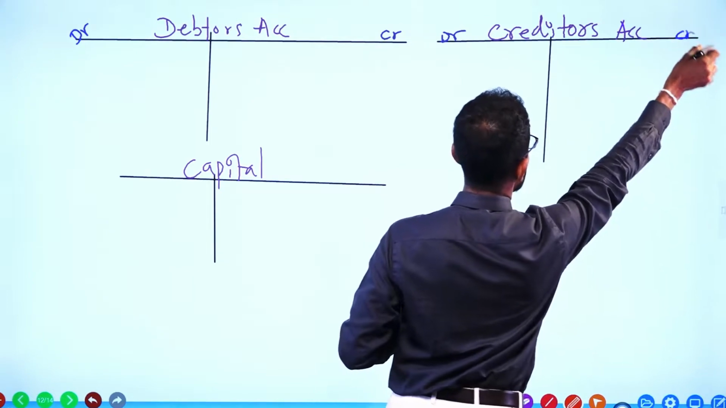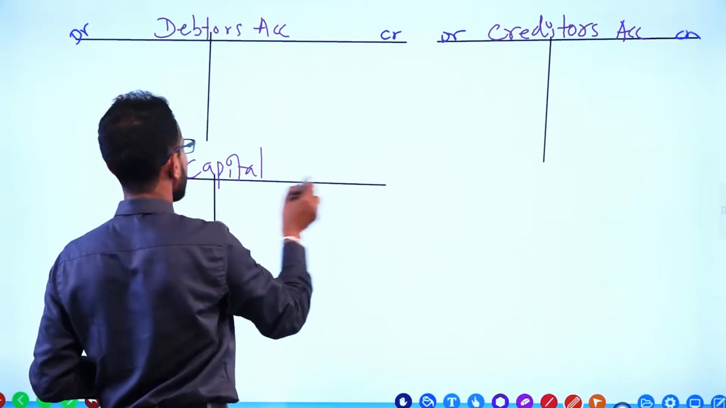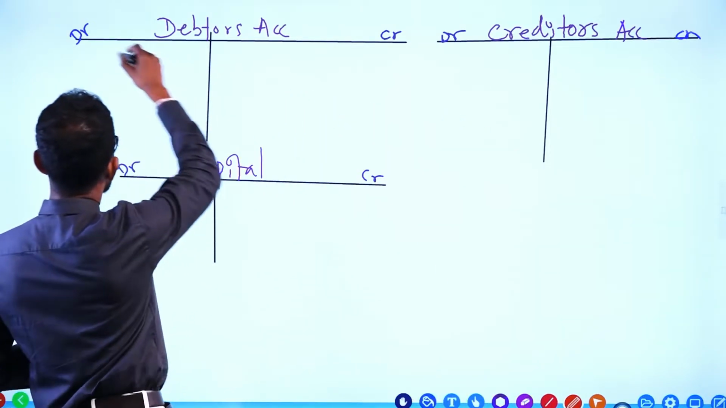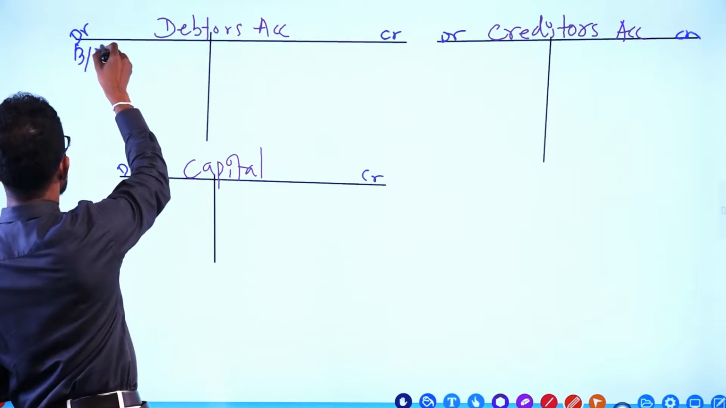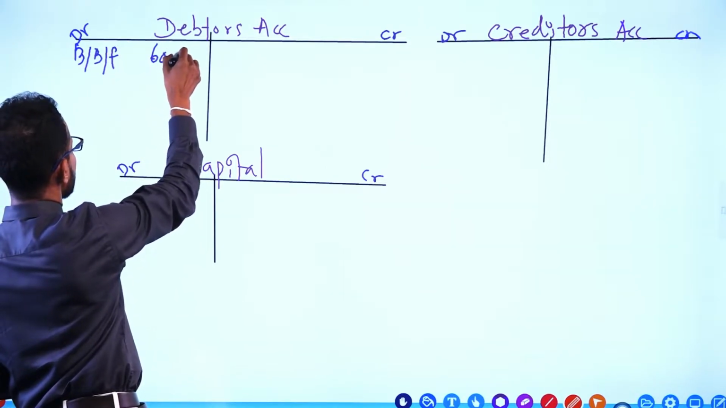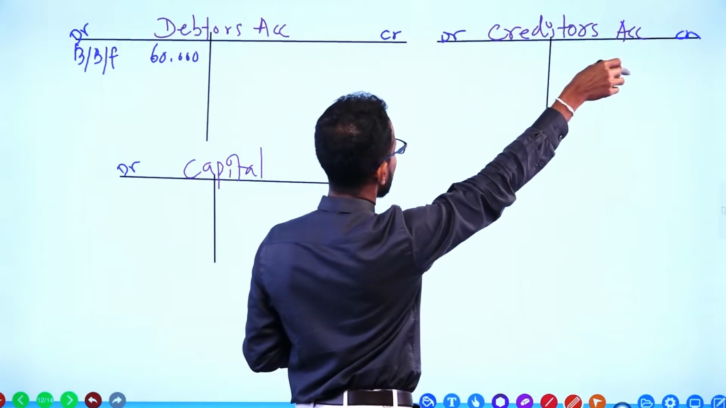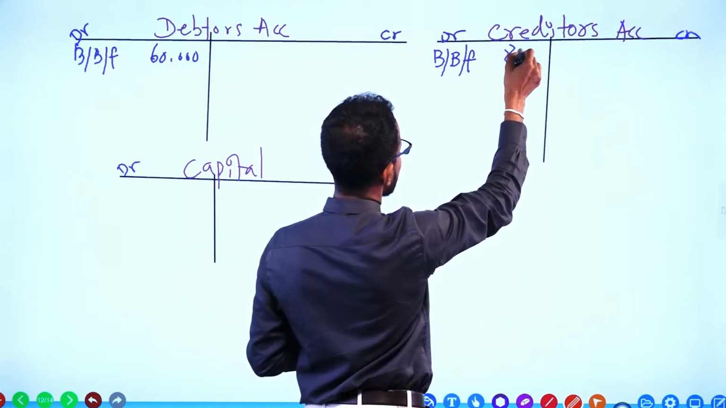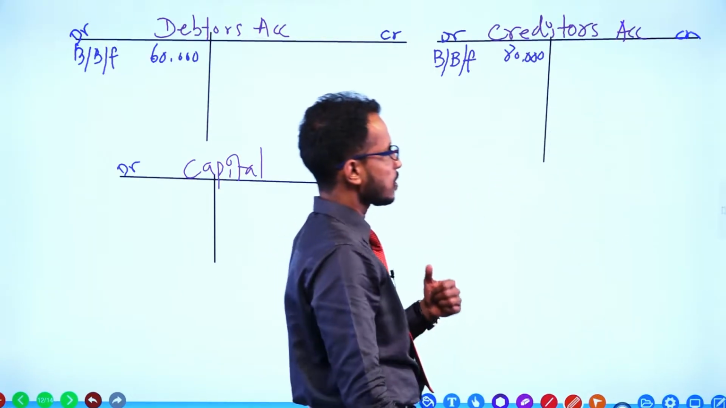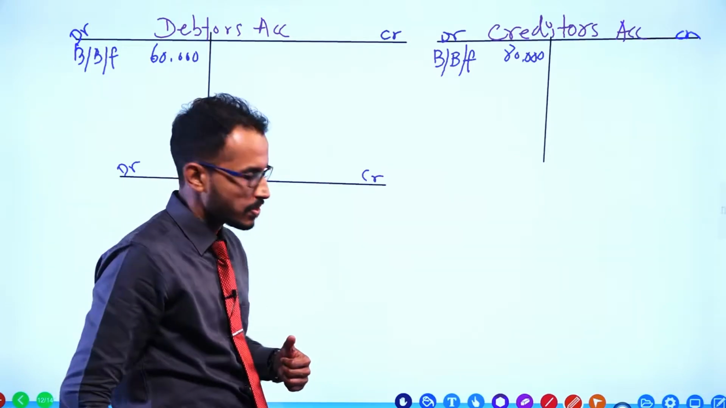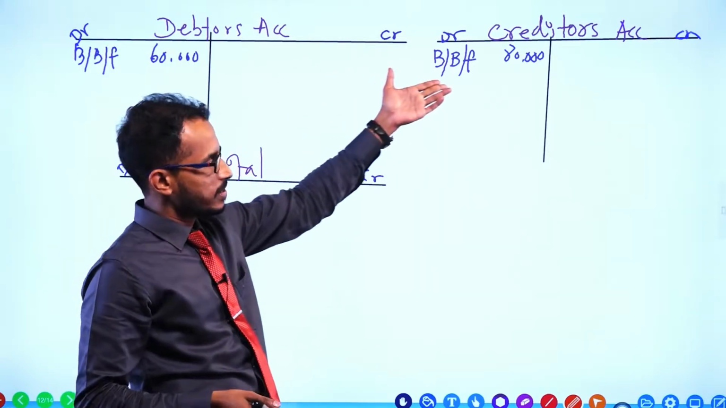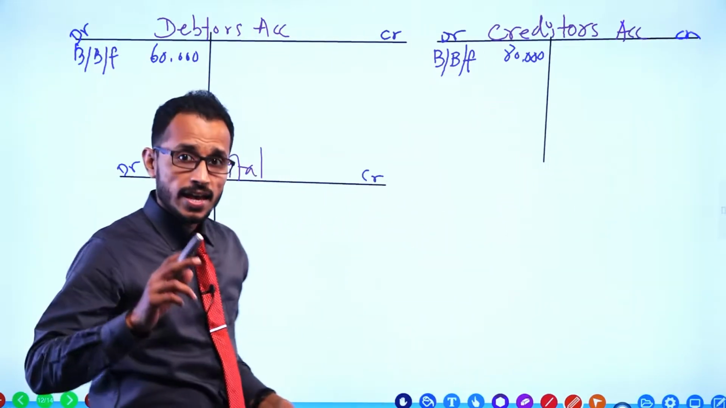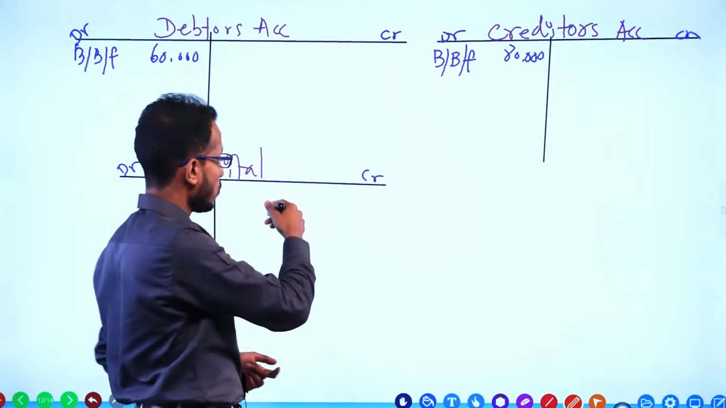Debit in the left, credit in the right, debit in the left, credit in the right. Okay. Recording balances. Debtors BBF, balance brought forward, 60,000. Creditors BBF, balance brought forward, 80,000. Correct, right? Debtors BBF on the debit side, creditors BBF on the debit side, and let's record the capital, balance brought forward.